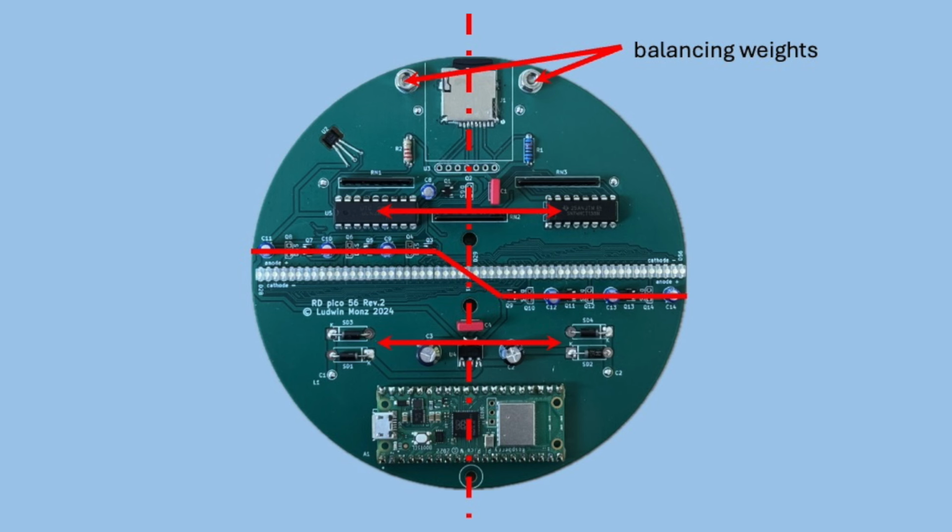The 2 counterweights, which can be seen at the top edge of the display, are used to move the center of mass to the center of the disk.